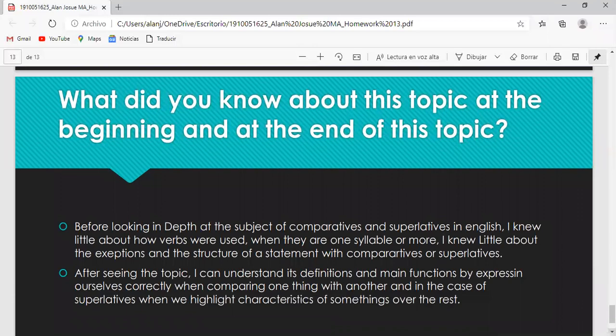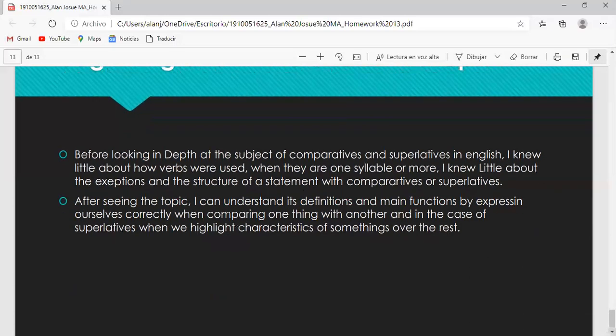What did you know about this topic at the beginning and at the end of this topic? Before looking in depth at the subject of comparatives and superlatives in English, I could not say how verbs are used when they have one syllable or more. I could not explain the exceptions and structure in statements with comparatives or superlatives.